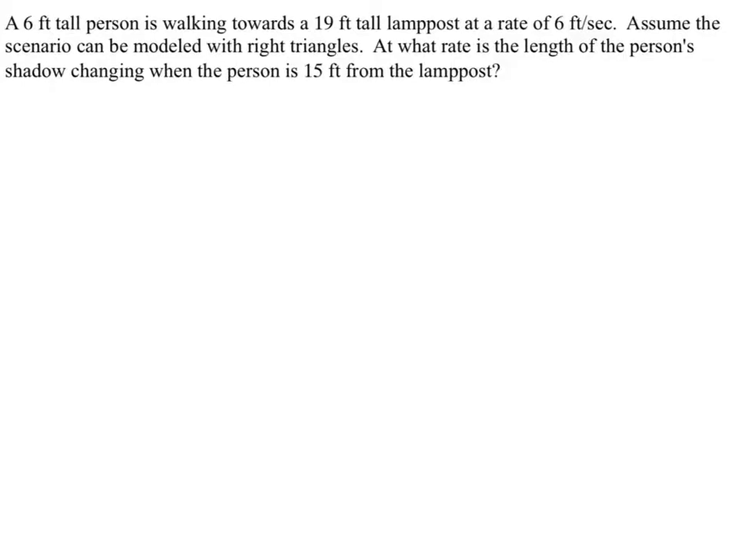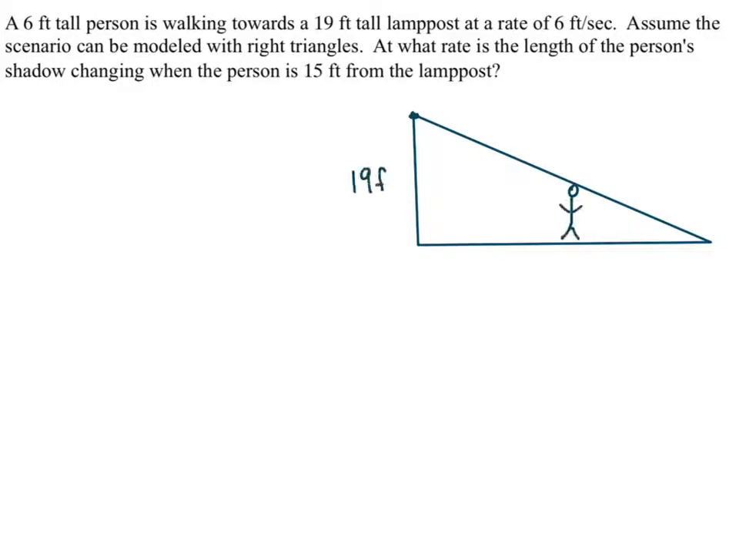On this one, we have a 6-foot tall person walking towards a 19-foot lamp post at a rate of 6 feet per second. Assume we can draw the scenario with right triangles. At what rate is the length of the person's shadow changing when the person is 15 feet from the lamp post? So let's draw a picture of this. We got our lamp post that's 19 feet tall, and then the person is 6 feet tall, and they're walking towards that lamp post.